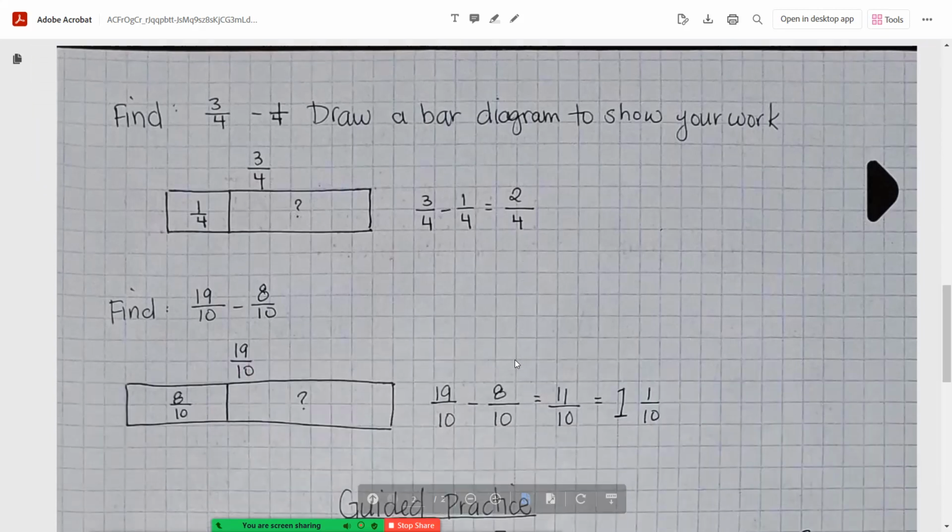Now this works even when you have improper fractions like this one. 19/10, take away 8/10. Now 19/10 has a larger numerator than a denominator. That's why it's called an improper fraction. But I can still do the subtraction.